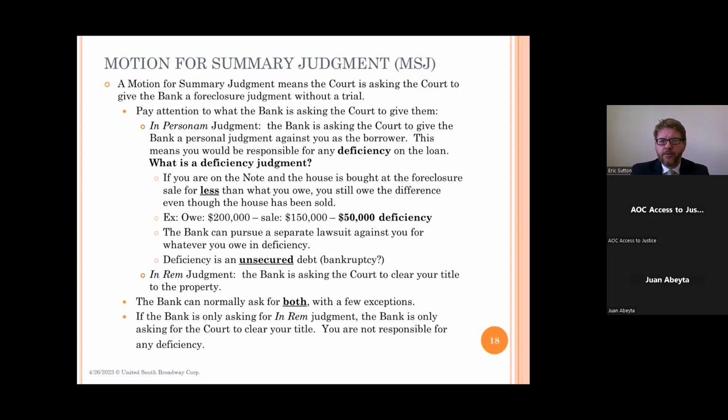There are two aspects to the judgment. One is what's called in personam. That just means against the person. In this case, it's in reference to the money that person owes. The bank is asking for a judgment saying that person owes X amount that's due on the loan, and gives them the ability to subtract whatever they get back out of a sale of the property from that total amount, and then be able to go after the person later on for whatever's remaining.